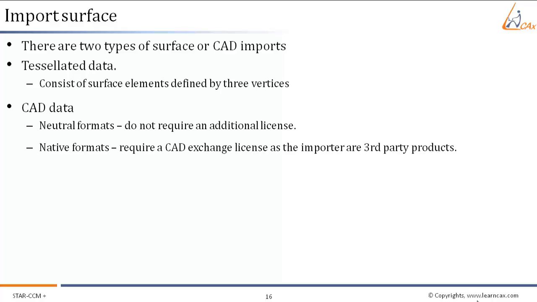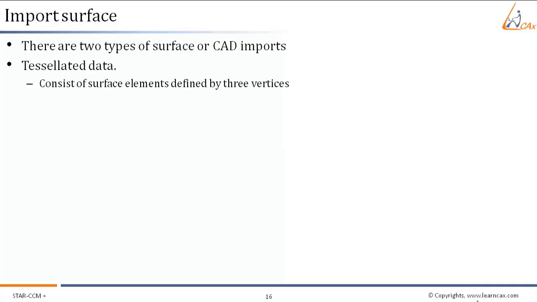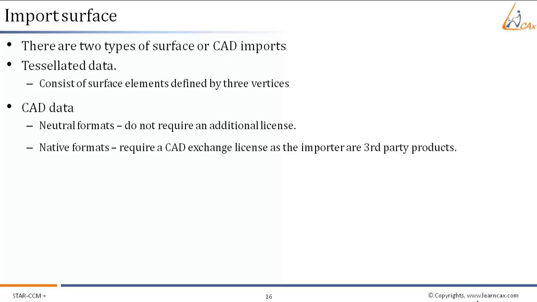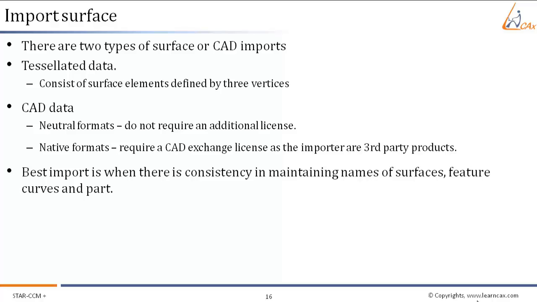This consists of surface elements defined by 3 vertices. When we import this, we see surfaces consisting of tessellation or triangulations. Then we have the CAD data. Here we can import neutral formats which do not require any additional license, or we can import native data which requires CAD exchange license from third-party products. Best import is when there is consistency in maintaining names of surfaces, feature curves and parts.